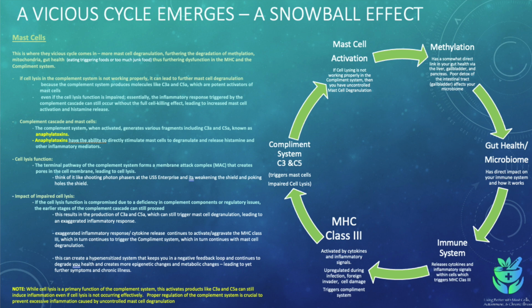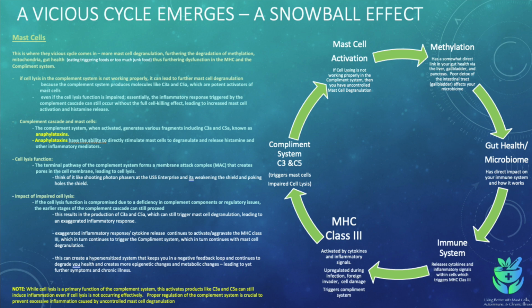The complement system, when activated, generates various fragments, including the C3a and C5a, known as anaphylatoxins. Now, anaphylatoxins have the ability to directly stimulate mast cells to degranulate and release histamine and other inflammatory mediators. With cell lysis, the terminal pathway of the complement system forms a membrane attack complex that creates pores in the cell membranes, leading to cell lysis. Remember, cell lysis is where we are drilling into that cell and dumping in oil and water to make it rupture.